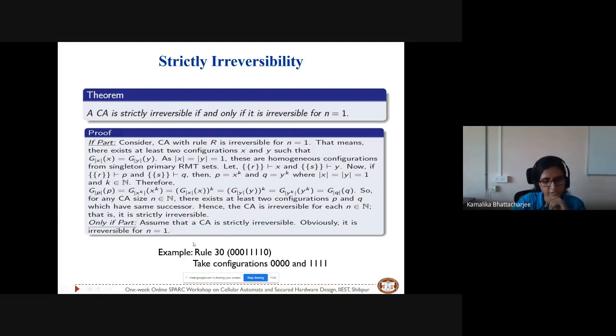For example, if we take rule 30, for rule 30, 0, 0, 0, RMT 0, and 1, 1, 1, RMT 7, they have the same value 0. That means what? For all 0 and all 1, these two configurations will always be mapped to the same configuration, all 0. So it is irreversible for any n.